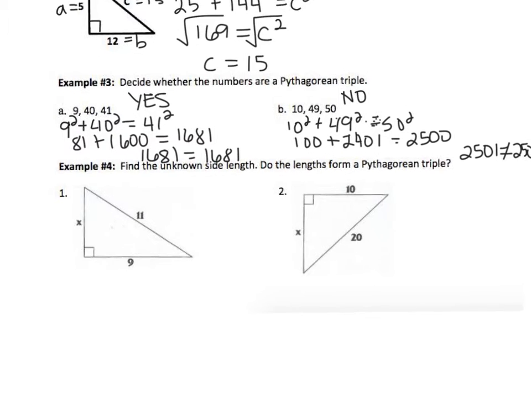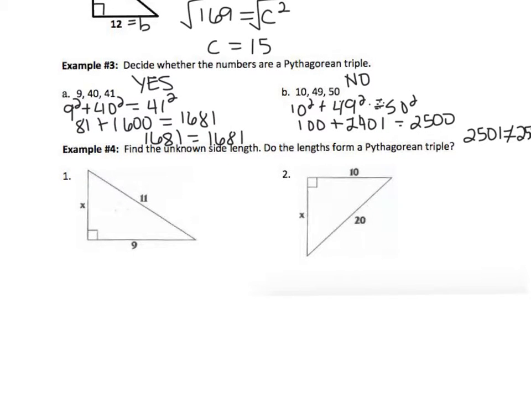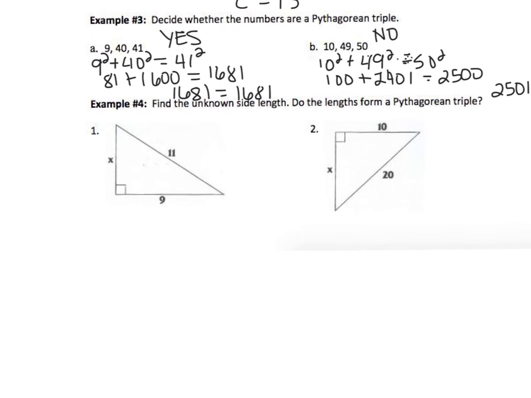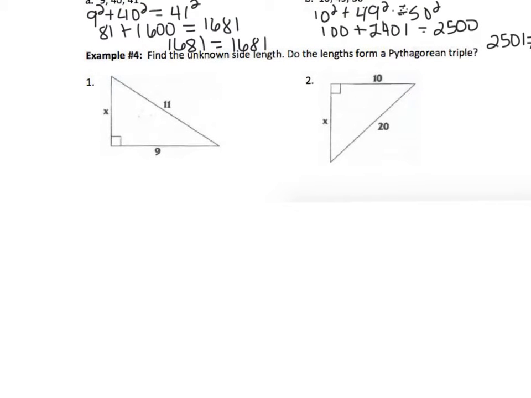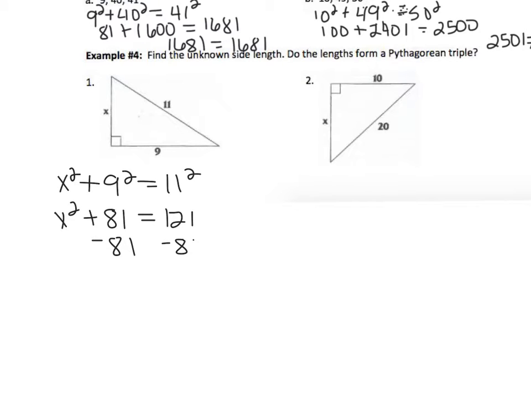Now we're going to find unknown side lengths using the Pythagorean theorem and then determine if the lengths form a Pythagorean triple. In our first example, we have sides x and 9 and hypotenuse 11. It doesn't matter which one we choose to be x and 9 for a and b. We can set up x squared plus 9 squared equals 11 squared. So we get x squared plus 81 equals 121. We're going to subtract 81 from both sides, so we get x squared equals 40.